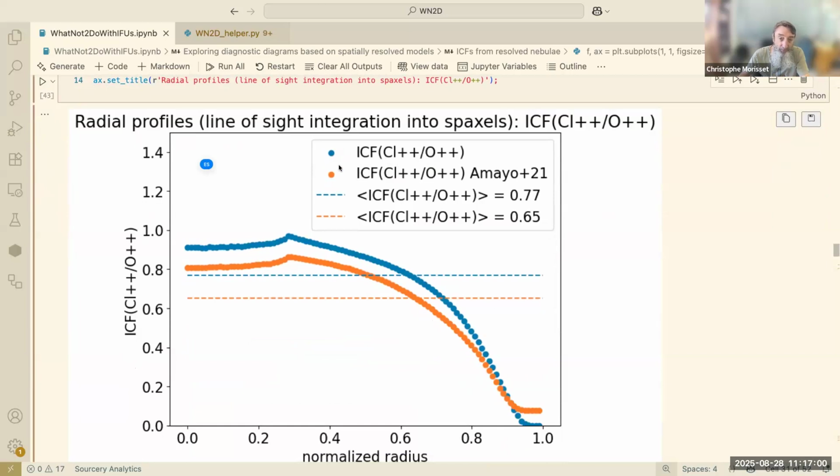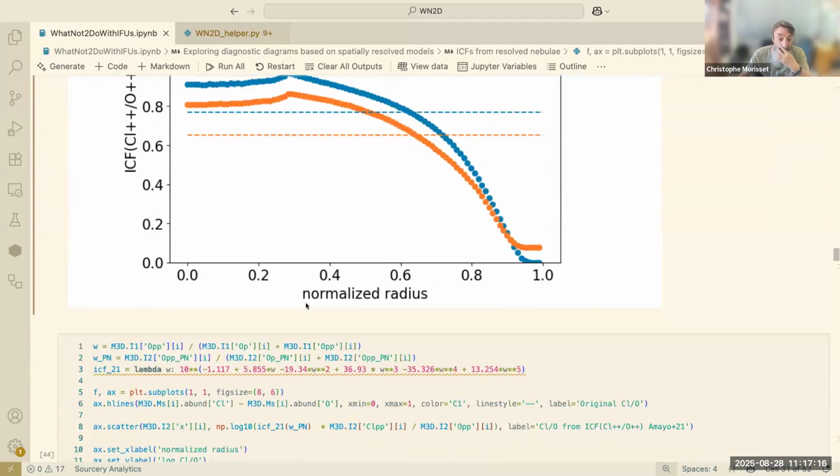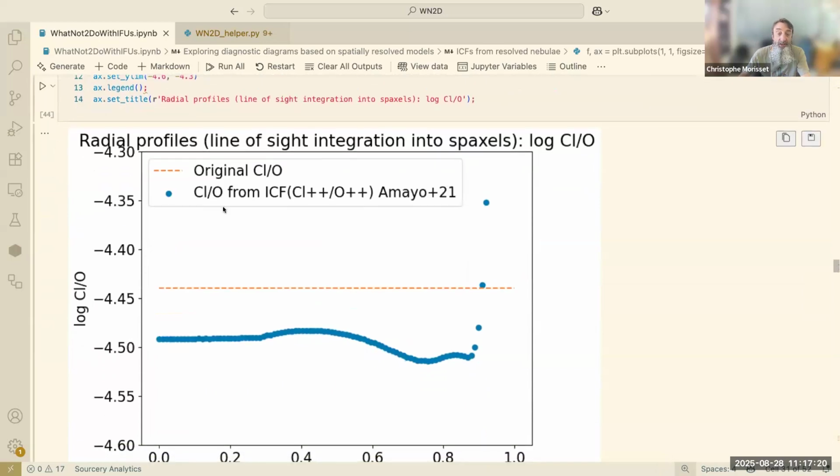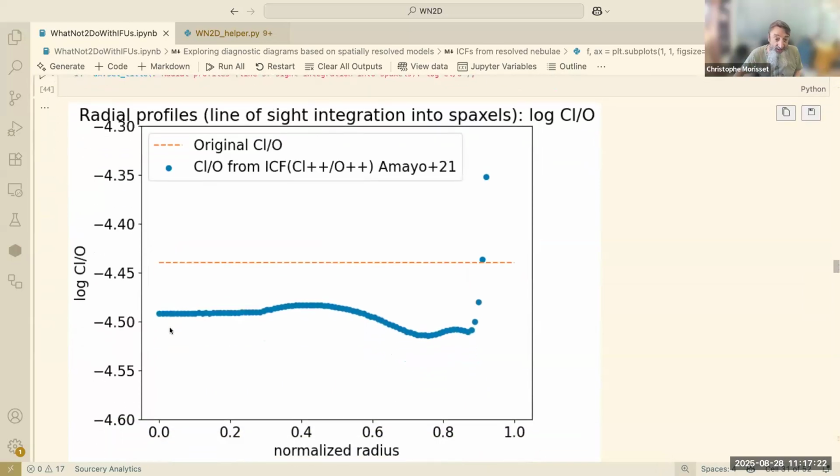The real value is in blue, and the value determined from the relation is in orange. So that's quite good, and it takes into account the fact that it is decreasing here, okay? So if you use this to obtain the chlorine over oxygen over the whole nebula, you can see that there is a shift that's not that big compared to the input value of the model, but it's quite horizontal. That's good news.